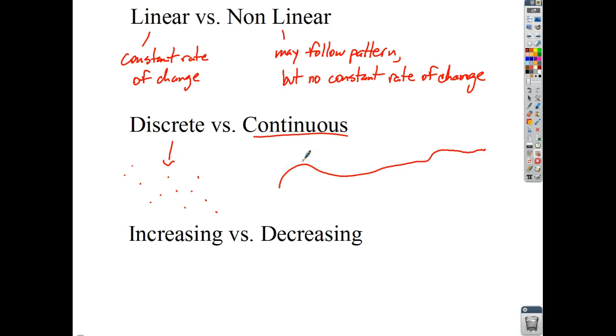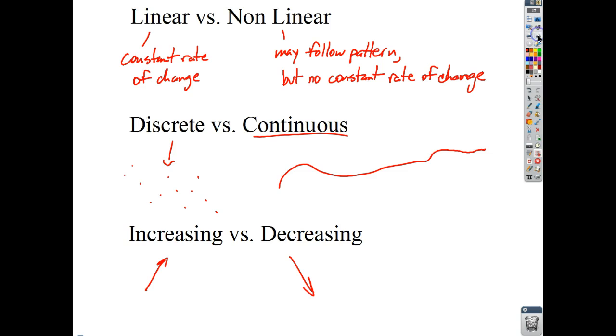And then increasing and decreasing. Where is it moving up? Where is it going down? Sometimes functions will have both increasing and decreasing, right? So increasing would be going up, decreasing is going down, okay? And sometimes you'll see that something could be nonlinear, continuous, and increasing. It could be nonlinear, continuous, and decreasing. It could be linear, continuous, and increasing. We could have it be nonlinear, continuous, and both increasing and decreasing, okay? And we'll see some examples of some of those.